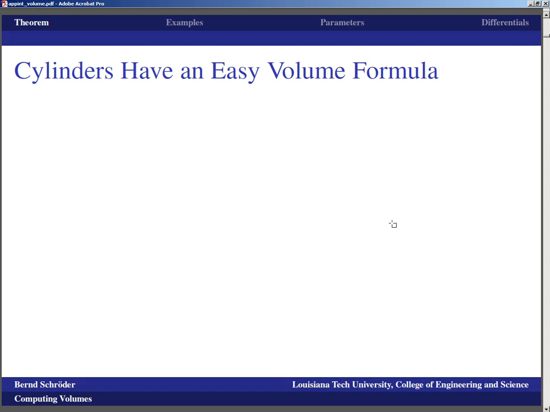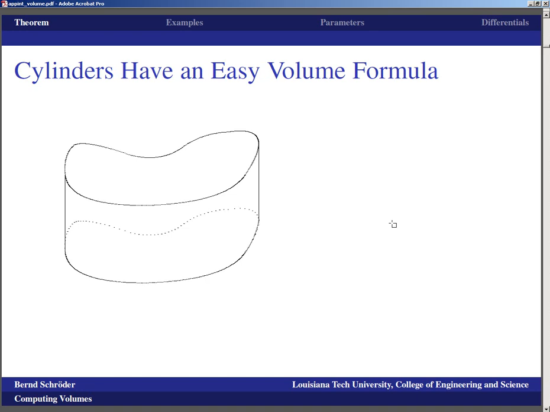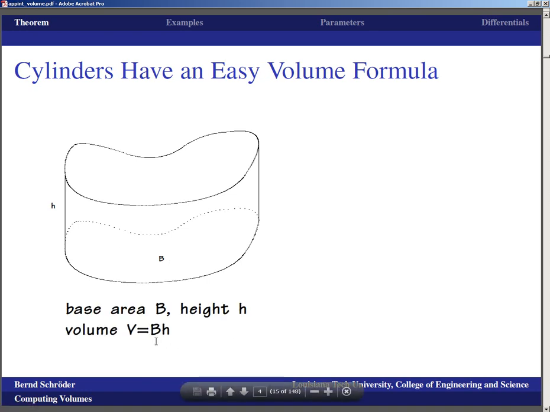The 3-dimensional analog of a rectangle is a cylinder, and cylinders have an easy volume formula, right? You've got a base, you've got a height, and you've got a top area there, so basically you've got base area B, a height h, and then the volume is just volume equals base times height. Note again that a cylinder doesn't have to have a round base or a square base or anything else. A cylinder could have a puddle as its base, and as long as it's got vertical sides, in mathematics we would consider it a cylinder.